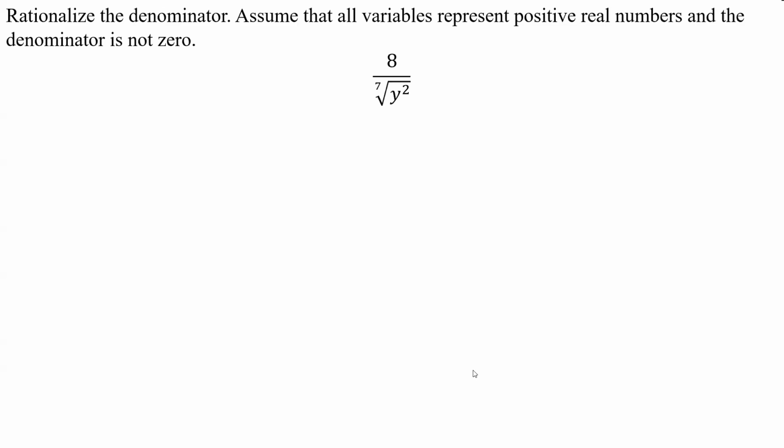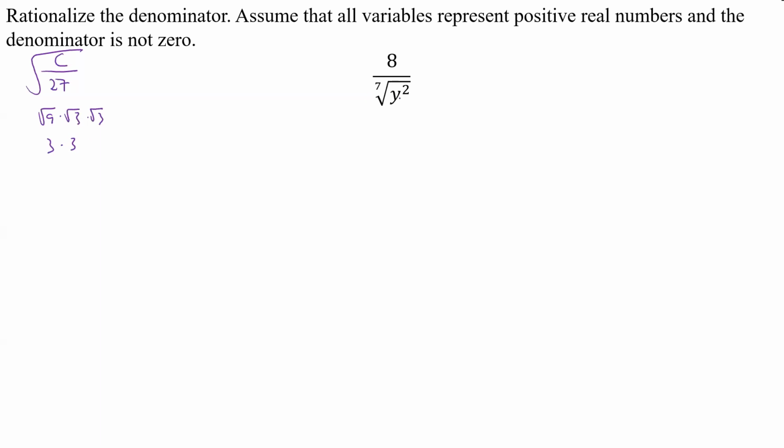All right, so here we're supposed to rationalize the denominator again and assume all variables represent positive real numbers and the denominator is not zero. So looking here, this is kind of like the one where we did, what was it, the c over 27, and we want the square root of it. We had to think of that as the square root of 9 times the square root of 3. And so to get no radicals in the denominator, we had to multiply by the square root of 3 because then we had 3 times 3 eventually.